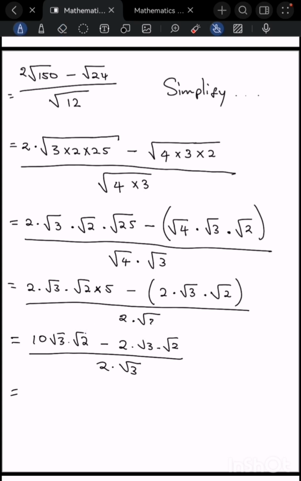They are like terms. This is a 2 and this is a square root. All right, so you say 10 minus 2 is going to be 8 square root of 3 times square root of 2, all divided by 2 square root of 3, is equal to 8 divided by 2, which is 4. Square root of 3 and square root of 3 cancel, and you are left with square root of 2. The answer is 4 square root of 2.